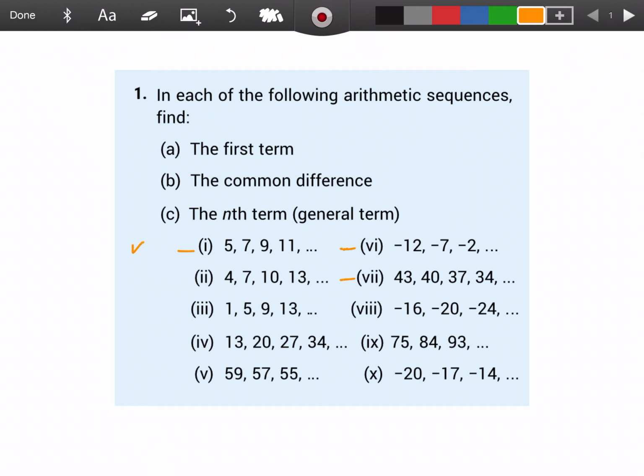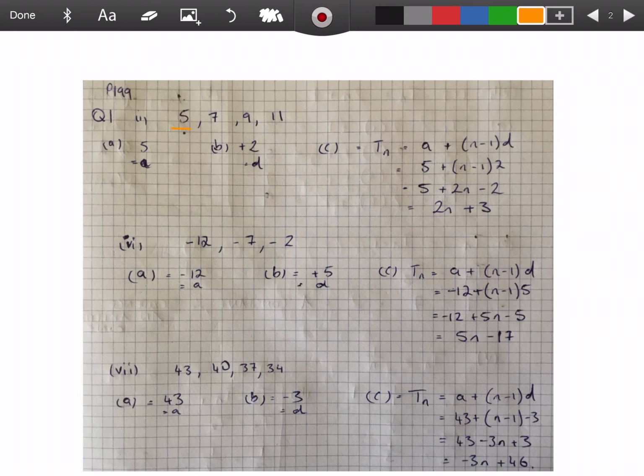I picked those because in part 1 you've got a regular positive sequence, in part 6 you've got negative values, and in part 7 the value is decreasing, so I wanted to show you an example of each. So you'll see the first one up here is 5, 7, 9, 11.